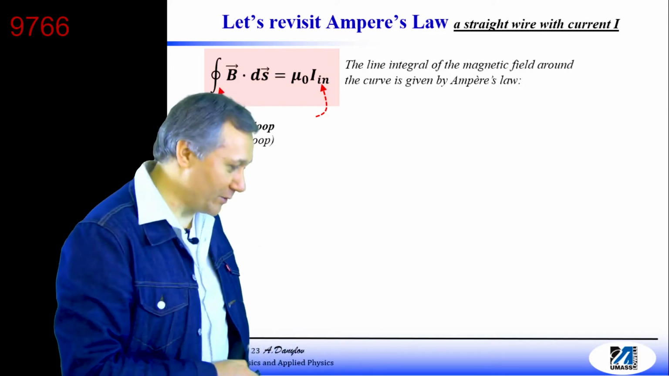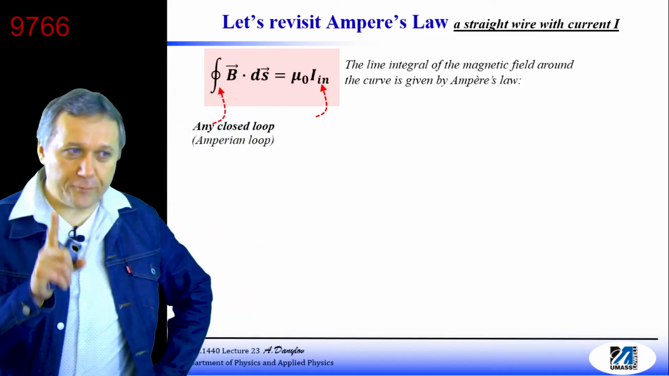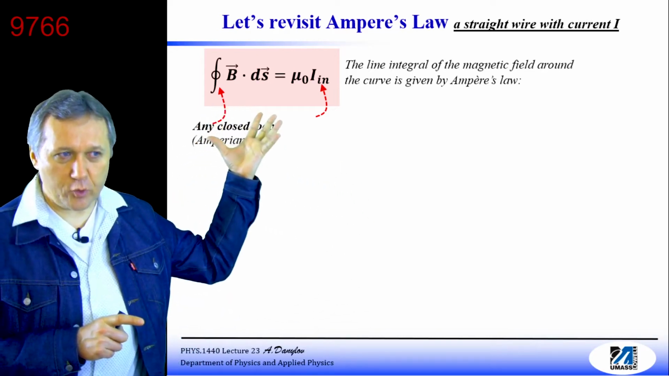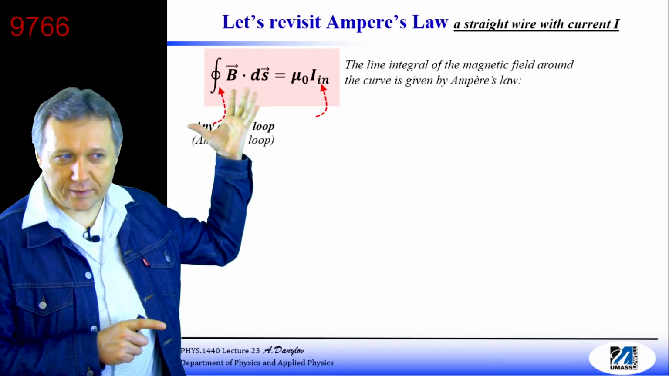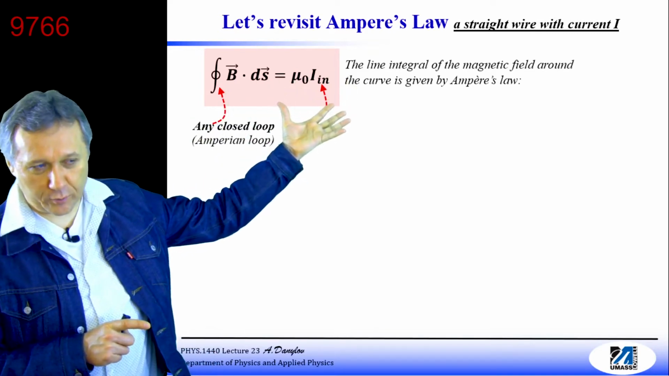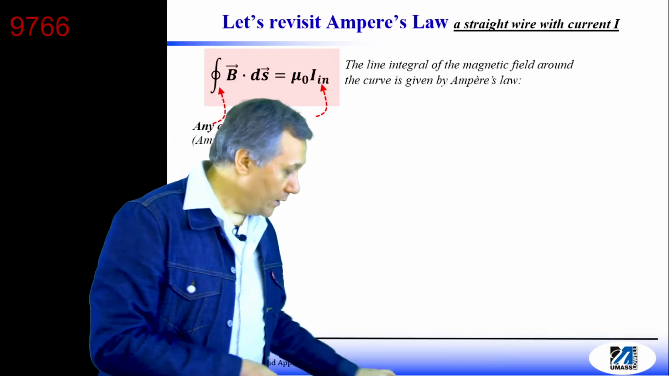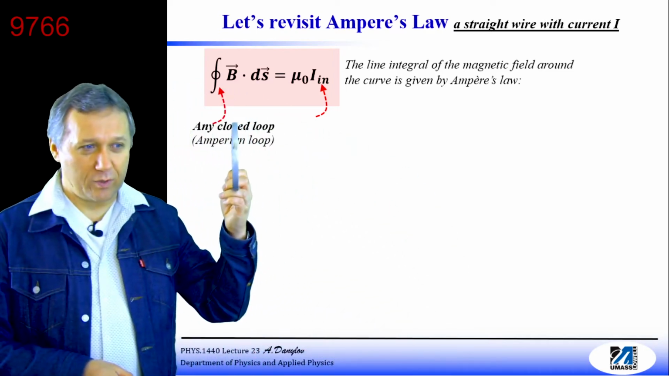So, a strict definition. Again, as usual, first we need to pick an Amperean loop. It's the first step. An Amperean loop is needed to handle this integral and, of course, to find an enclosed current. So first step, you pick an Amperean loop. Let's assume that this is our Amperean loop.